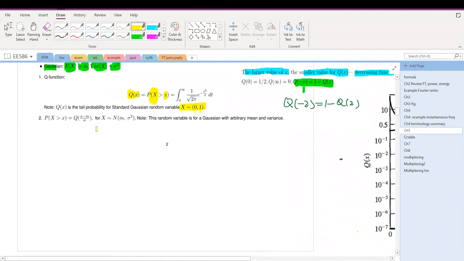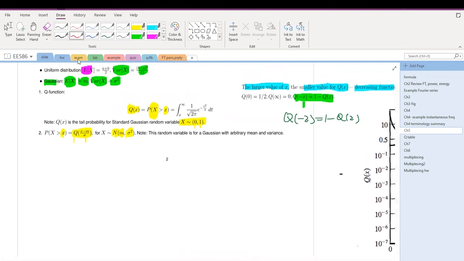Now, what about if I have a random variable with any mean and any variance? So what's the probability of this random variable X greater than a value small x? And this, we can do some derivations, equals Q((x - m)/sigma). Sigma, that's the standard deviation.